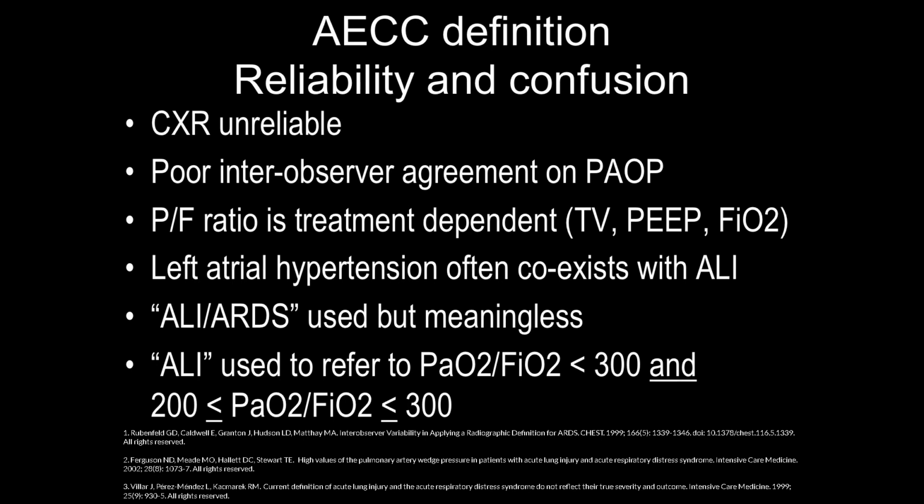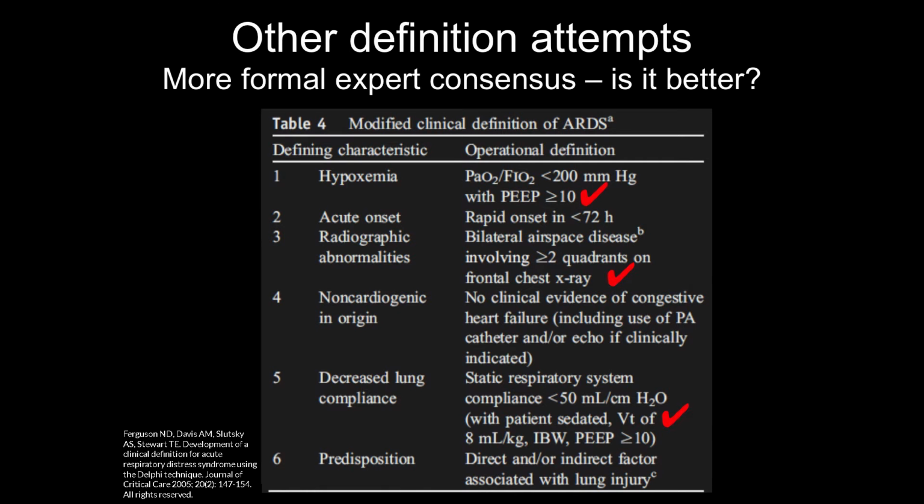The term ALI/ARDS was used in a whole bunch of strange ways. Some people thought acute lung injury was everybody with a PaO2/FiO2 ratio less than 300. Some investigators used it to refer to a group with just a mild degree of hypoxemia. So there were a lot of tweaks that were problematic with the definition. Previous attempts, this is work by Neil Ferguson, to get better at least the consensus part of this.